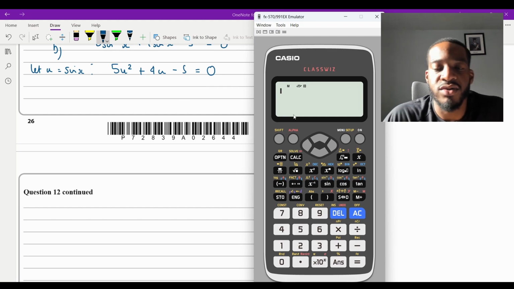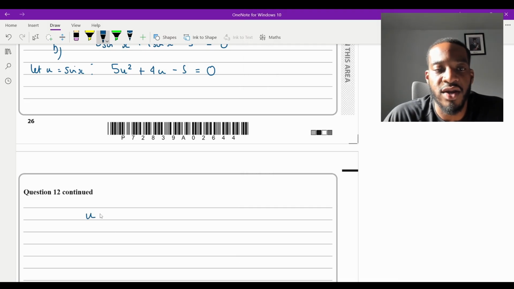Where are we? I'm going to go to Shift, then Menu. I'm going to go here, equals, and then Polynomial 2. It's going to be 5, a 4, and a -5 here, like that. And that will give us one value for u anyway.